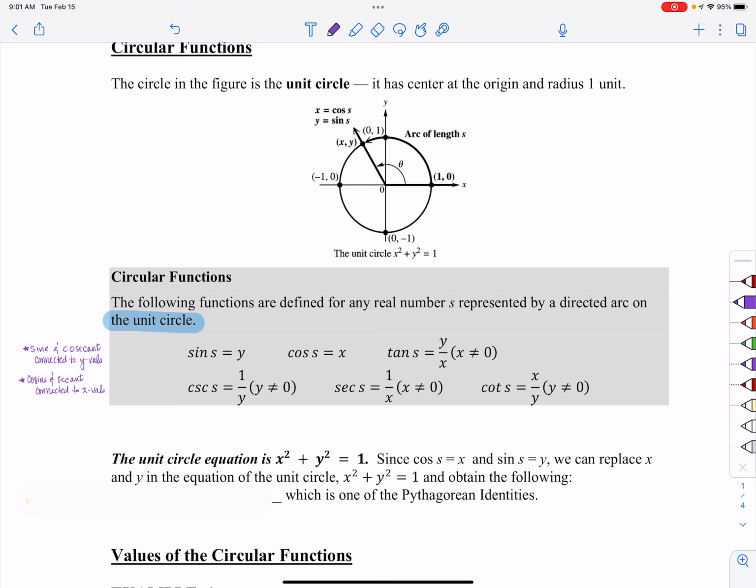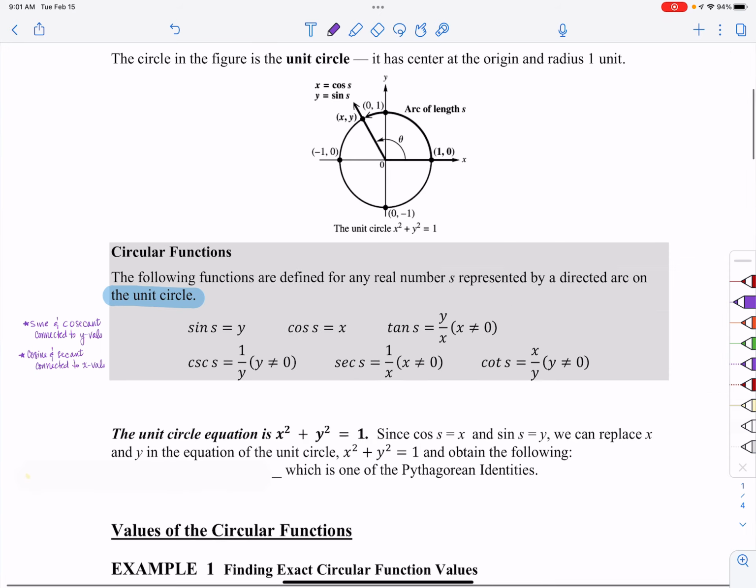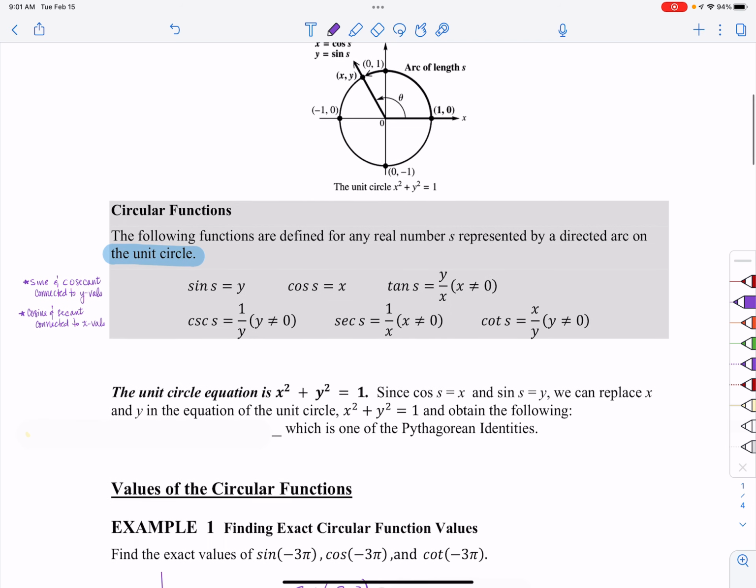So one thing to really pull away from this gray box here is that the sine and the cosecant are always going to be closely connected to the y values. Cosine and secants are always going to be closely connected to the x values. If we're actually working on the unit circle, they are exactly the y and the x values. If we're on any other circle or on any other triangle, then we still need to consider that r may not equal 1, and so we would need to do the opposite divided by the hypotenuse.